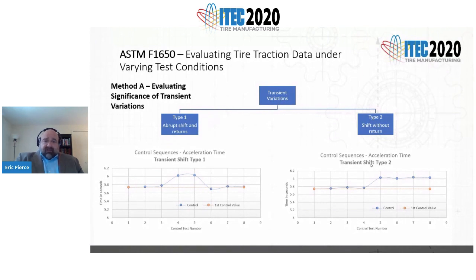Now, in circumstances where we have transient variations, there are two different types we have to account for. Type 1 is a drop shift, as in the graph on the left, that turns back to our regular pattern. Type 2 is a stepwise shift that occurs in our control tire data and does not return. These two types of transient variations have different methods for evaluating and compensating.